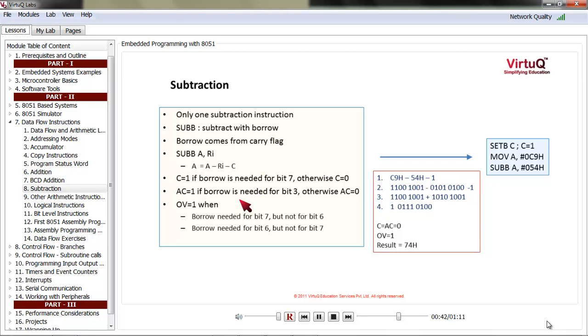The condition for the overflow flag is also similar. When a borrow is needed for bit 7 but not for bit 6, or in the other case, when a borrow is needed for bit 6 but not for bit 7. In these two cases, the overflow flag will be 1. In the example shown here, the numbers are such that it results in an overflow. You can also try this out in the lab. Let's move on to multiplication and division instructions now.